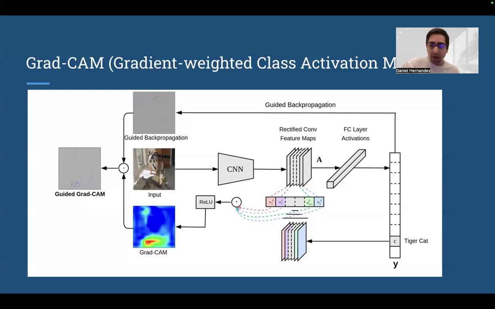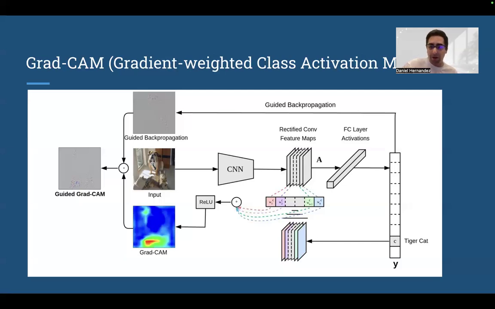Using these gradients, GradCam generates a heat map, the colorful blue to red image at the bottom left. The red areas indicate the regions that most strongly influence the model's decision. For example, in this case, the cat's body.